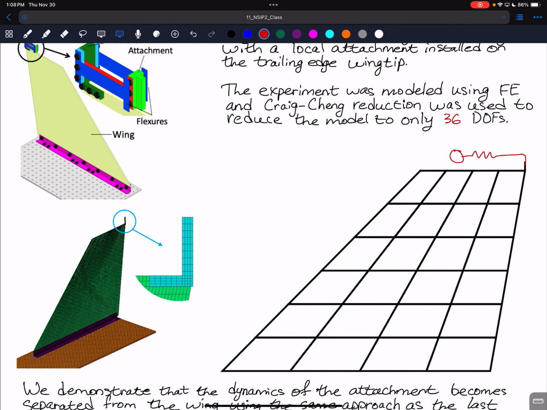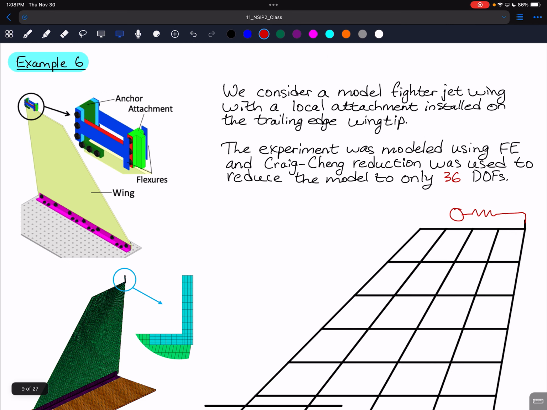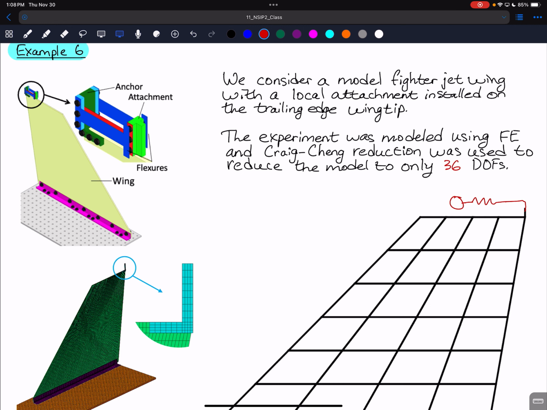There's a little anchor connected to the wing that our attachment sits on. You can see the anchor is here, attachment here. We've modeled that anchor using that component right there. And in the reduced order model, there's just a little element that sticks out that allows us to attach things to it. Okay.